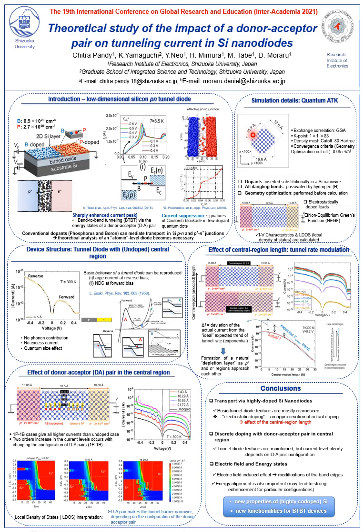Mainly this work is simulated using the QuantumATK software, which is based on first principle simulation. This figure shows the cross-sectional view of a silicon nanowire with dimensions. Here the dopants are inserted substitutionally. All dangling bonds are passivated using hydrogen.